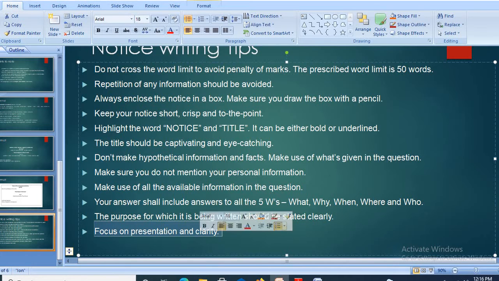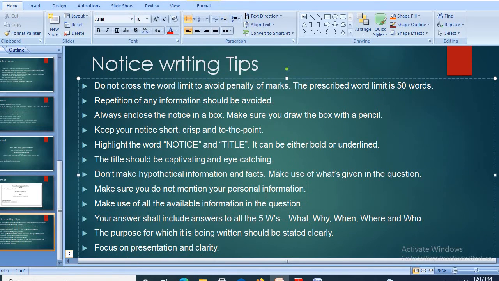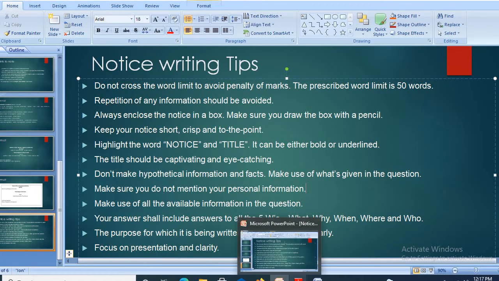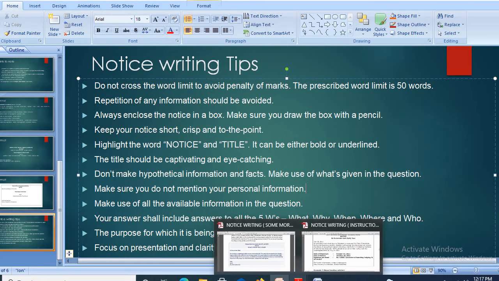Clear? Okay, so all these points are clear to all of you. Is there any doubt? You can ask me. Is there any doubt with all these points, or are all these points clear to every one of you? Is there any doubt? Okay, so I am moving on to some more slides.